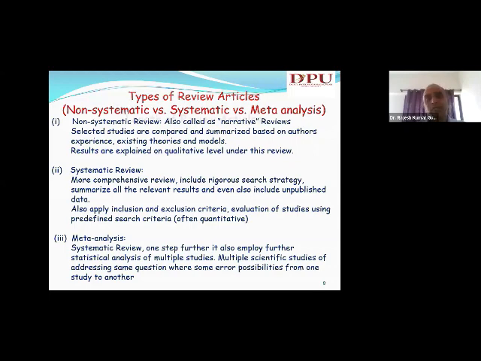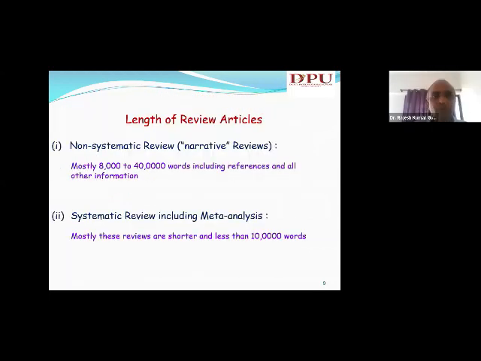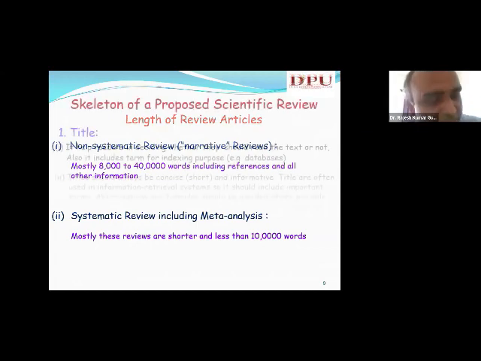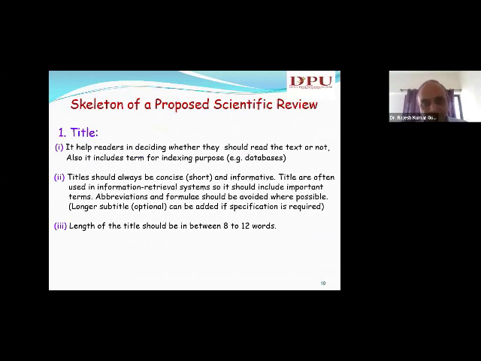Now coming to the length of the review articles. Non-systematic reviews, called narrative reviews, are mostly 8,000 to 40,000 words, including references and all other information. However, systematic reviews, including meta-analysis, are mostly shorter, less than 10,000 words. I'm sorry, it is 10 or more. Sorry for that mistake. Now, coming to the skeleton of the proposed scientific review. So first, the basic things are there, and now we go for the skeleton of the review.